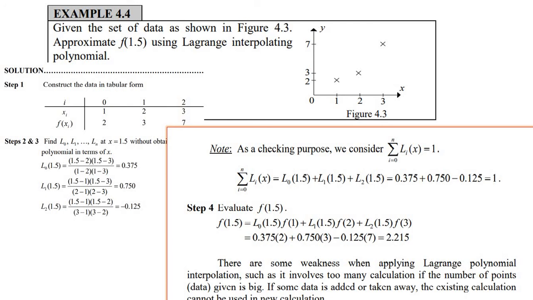There are weaknesses when applying Lagrange polynomial interpolation, such as it involves too many calculations if the number of data points given is big. Also, if some data is added or taken away, the existing calculation cannot be used in a new calculation. So that is for Example 4.4. Please try. Thank you.